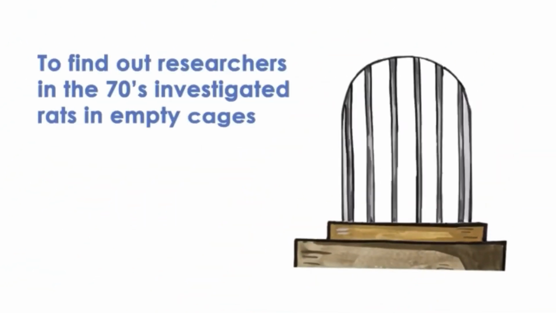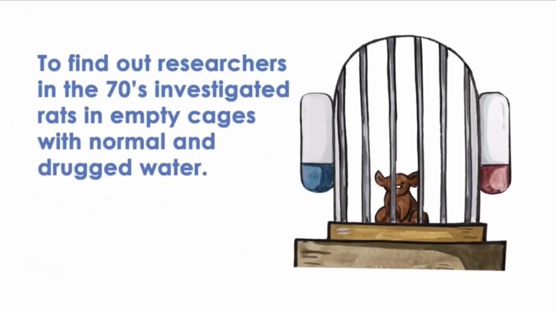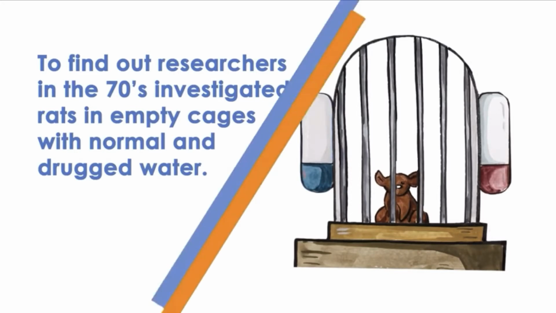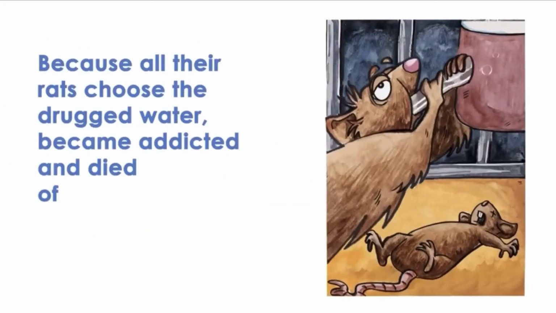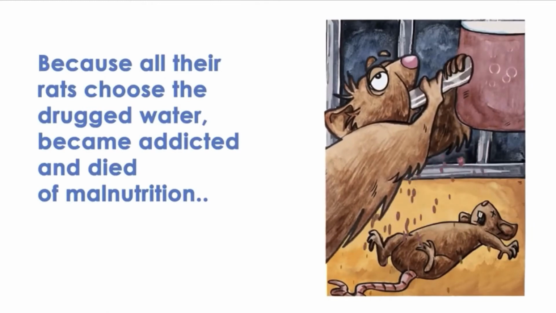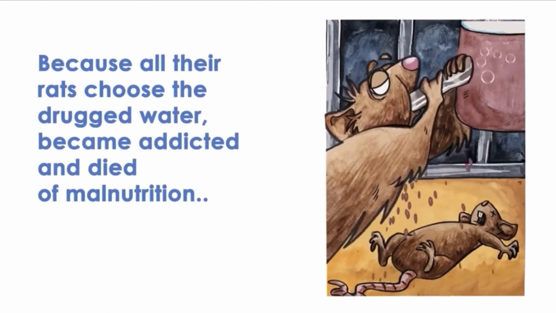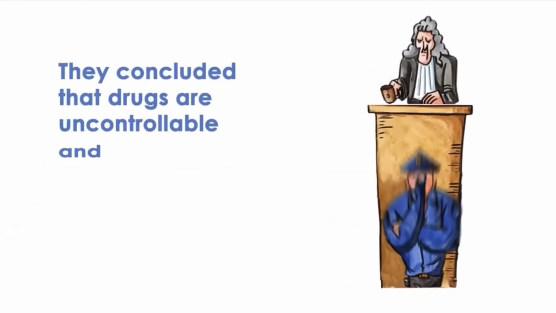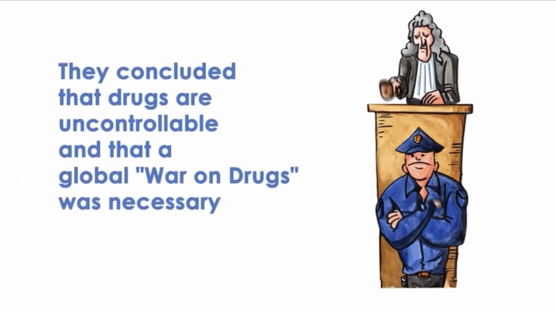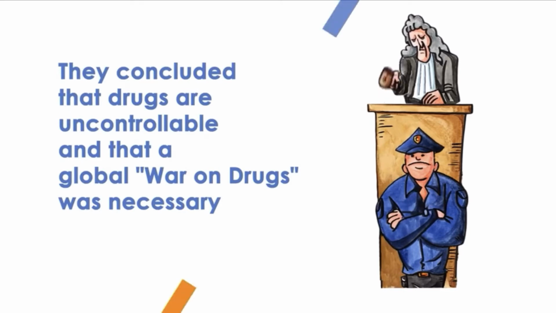To find out, researchers in the 70s investigated rats in empty cages with normal and drugged water. Because all their rats chose the drugged water, became addicted, and died of malnutrition, they concluded that drugs are uncontrollable and that a global war on drugs was necessary.